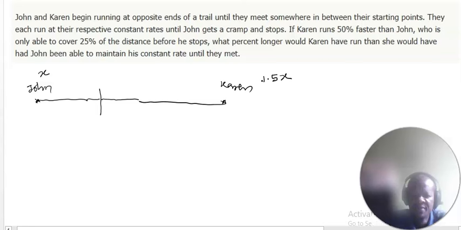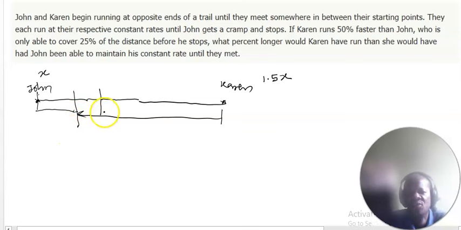So we are told now that John had a cramp and stopped running after he had covered 25% of the distance. So that means if he had a cramp and stopped running, he will not be able to get to the point where they will meet if he had no cramp. So Karen will now have to cover a much longer distance. So we are asked to find the percentage increase in the length of the distance covered by Karen.